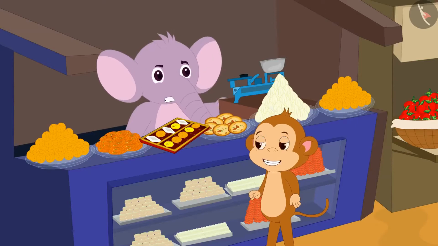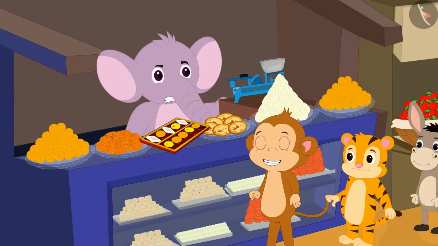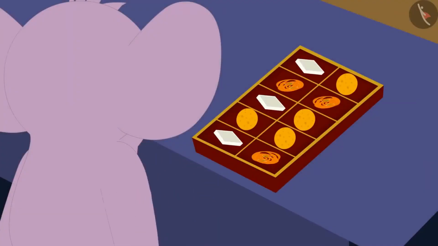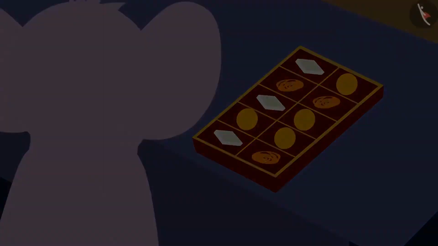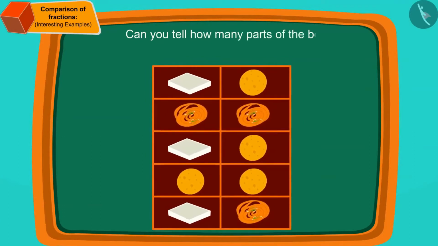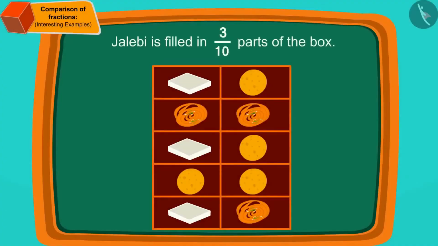Appu was a bit irritated as his shop was starting to get crowded. He quickly filled the jalebi in the parts where pedas were filled. Children, can you tell how many parts of the box is jalebi filled now? You can find the answer by pausing the video. Yes, jalebi is filled in 3/10 parts of the box.